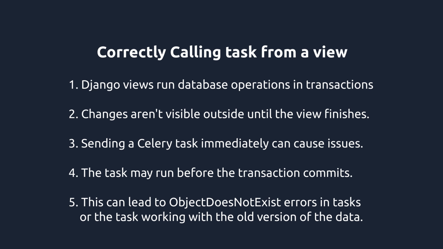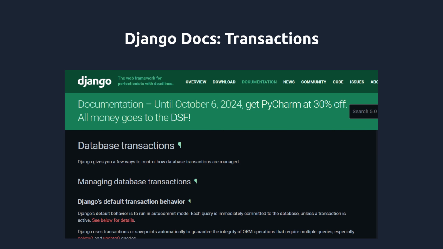Let's talk about how to correctly send a Celery task from a view. Usually, when your view is running, all interactions with the database are happening in a transaction. This means that until the view finishes executing, the transaction is not committed, and as such, changes to the database won't be visible from the outside, including to your Celery task. When you create or change a database object and immediately send a task with its ID, the task might start before the database update is complete. This can cause errors because the task won't see the recent changes.